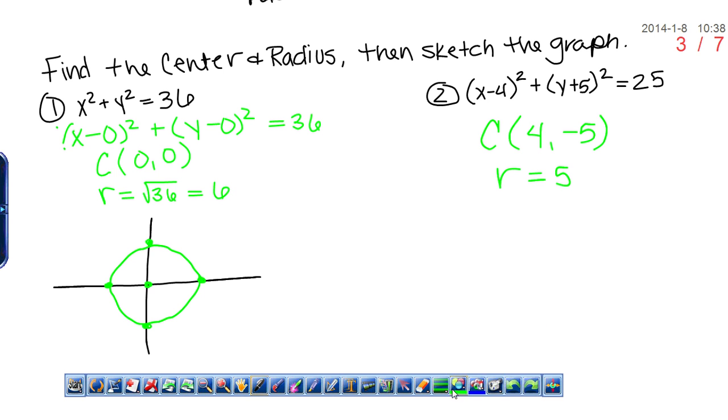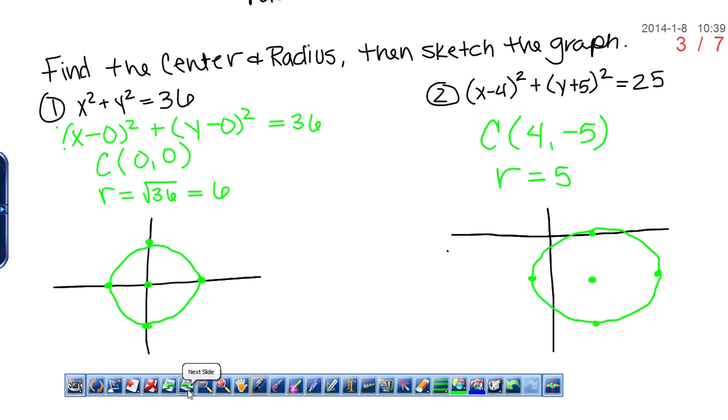All right, let's just sketch a little graph. And obviously, if you had a grid, you would actually count the points, right? All right, everyone okay with the basics? All right.